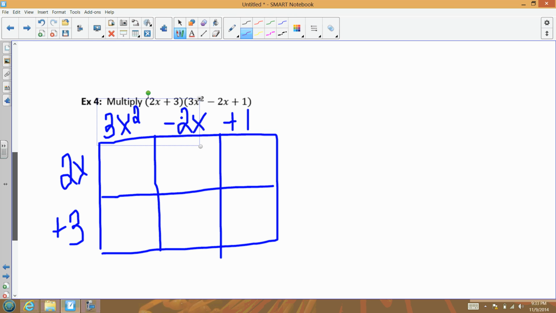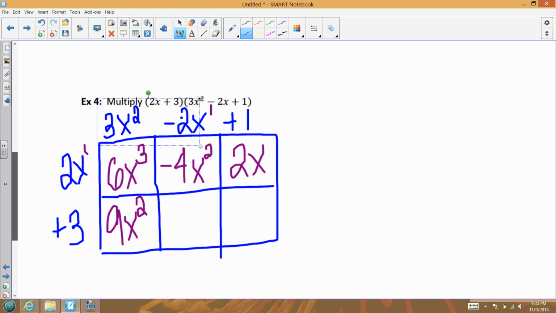So 2 times 3 is going to give me 6, and you're adding your exponents. So keep the base, add the exponent, so it becomes x to the third. Over here to the right, I have -2 times 2, which gives me -4. Your exponents, when you add them, will be x squared. +1 times 2x is just going to be 2x. Down below here, I'm going to have 9x squared. Then I'm going to have -6x. When I do -2 times 3 gives me -6, we're going to keep the x. And then the last box here, 3 times 1 is just going to be 3.